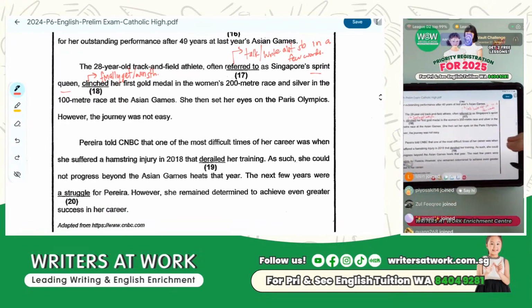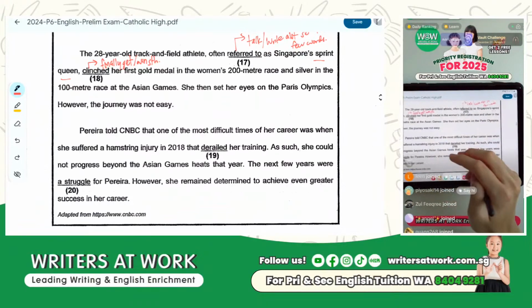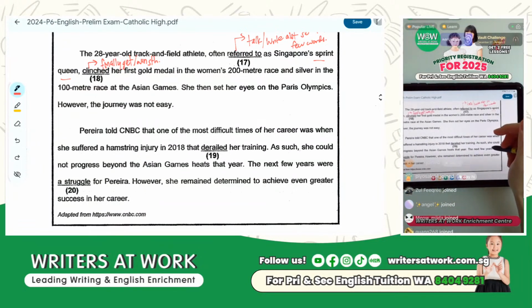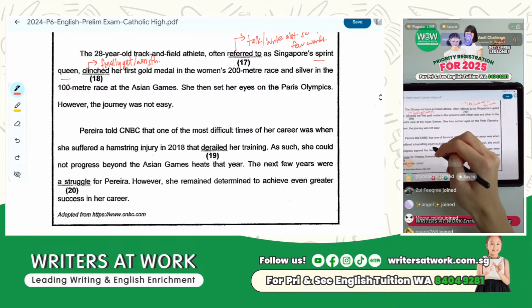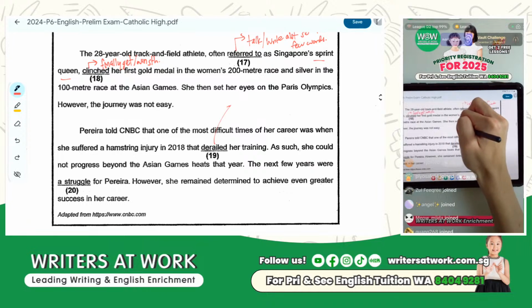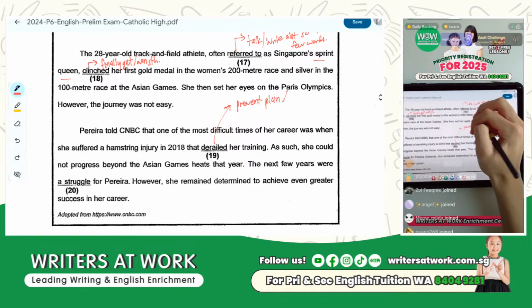Okay, so we are told that the journey wasn't easy, and that the most difficult time of her career was when she suffered a hamstring injury in 2018 that derailed her training. So derailed here means that you prevent a plan or some kind of process from succeeding.